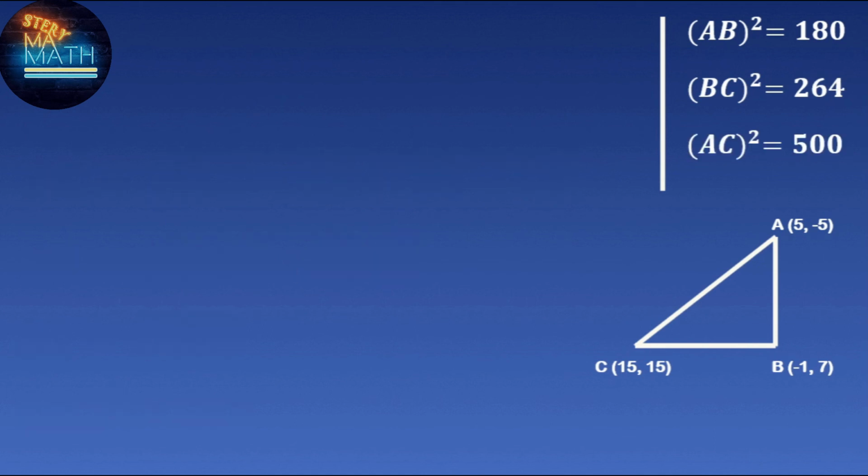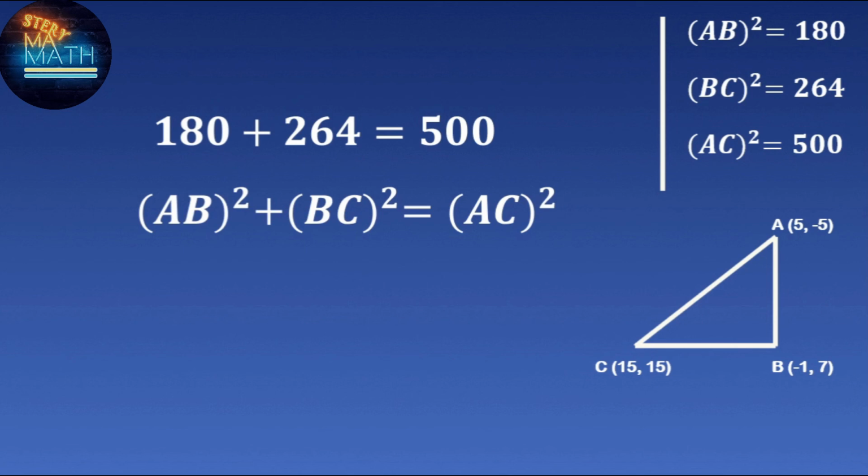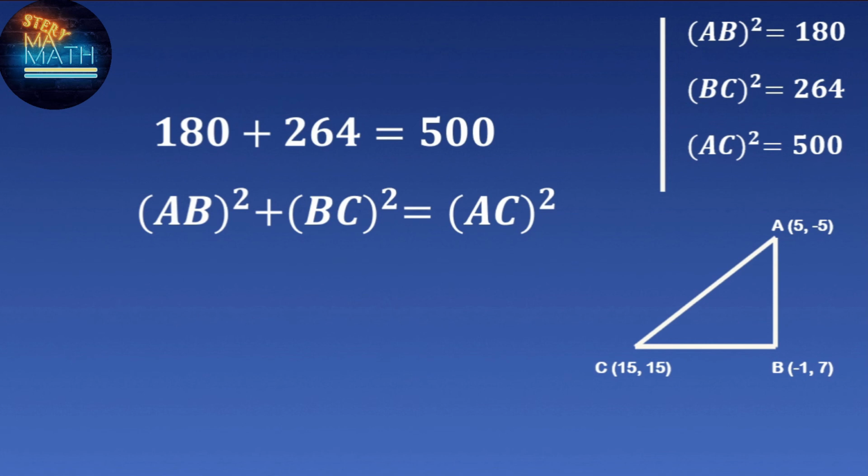Add the smaller numbers, which is 180 plus 320. So it will be 500. 180 is AB squared and 320 is BC squared and 500 is AC squared. And that is the Pythagorean theorem. So that means AC is the hypotenuse, so B is a right angle.